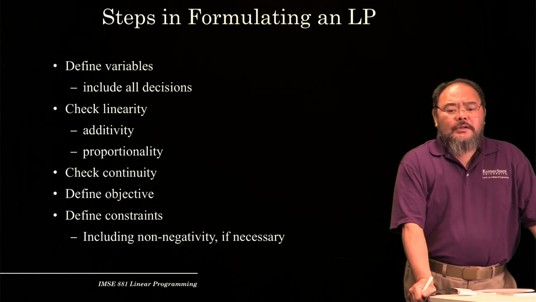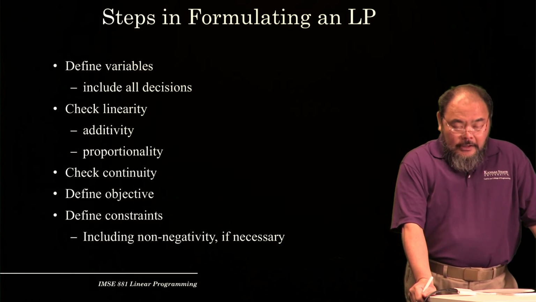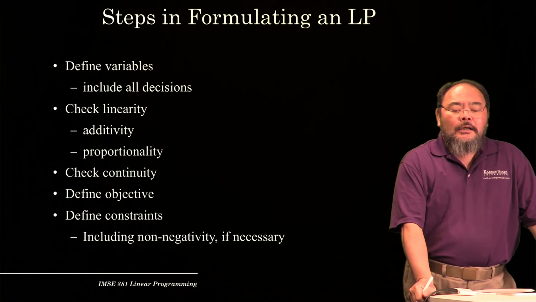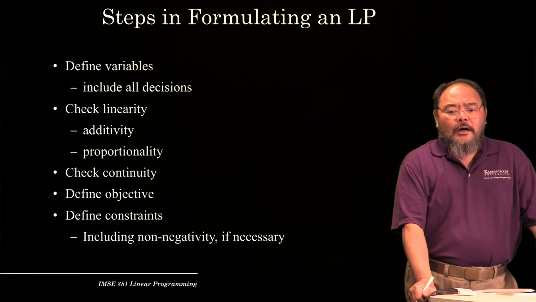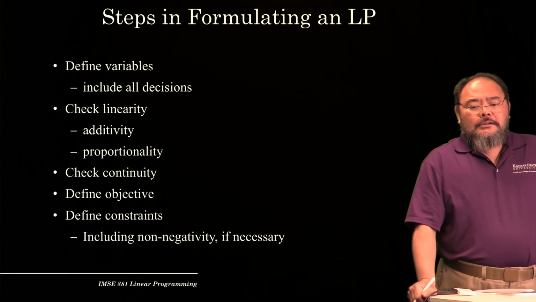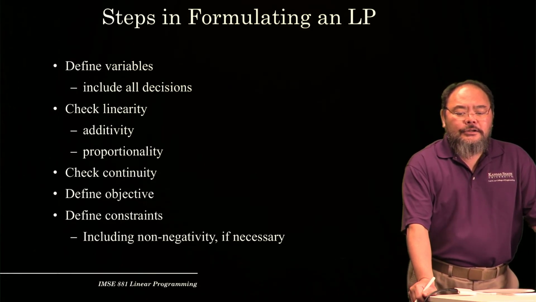Here we're giving you some steps to formulate a linear programming problem. First is defining variables, including all decision variables. Second is checking linearity, additivity, and proportionality: see if all the objective function terms can be added together, not multiplied together, and all the decision variables are proportional to your constraints. Next is checking the continuity.